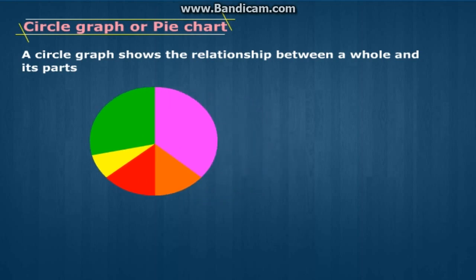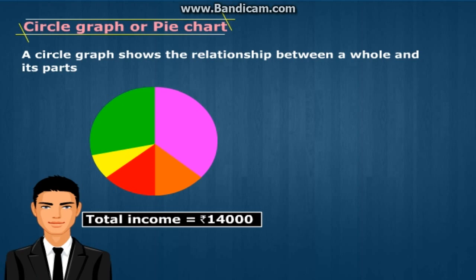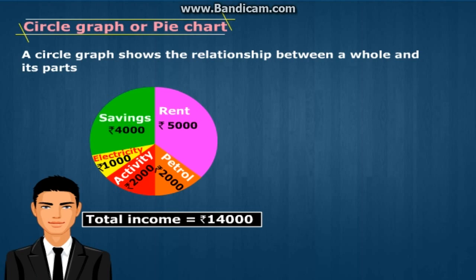For example, Sam's total income is Rs 14,000. He spends Rs 5,000 on rent, Rs 2,000 on petrol, Rs 2,000 on other activities, and Rs 1,000 on electricity. Sam saves Rs 4,000 out of his total income.